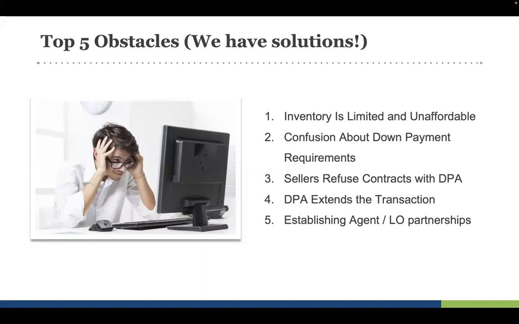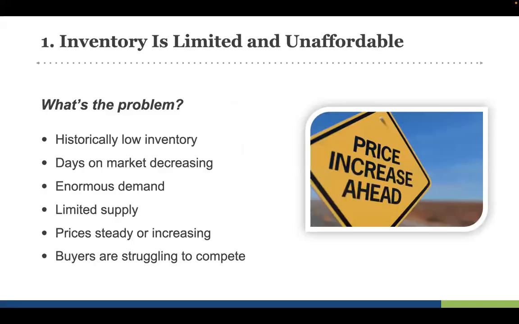And part of this webinar, in fact, almost all of this webinar was built on feedback and input from your peers around the country. So what I'm about to get into, this isn't our content. This is just curated from your peers. So with that, let's dive in here. Number 1, inventory is limited and unaffordable. So what's the problem here? Let's acknowledge the problem, and then we're going to get to solutions. So we're going to do that for all of these top 5 obstacles.